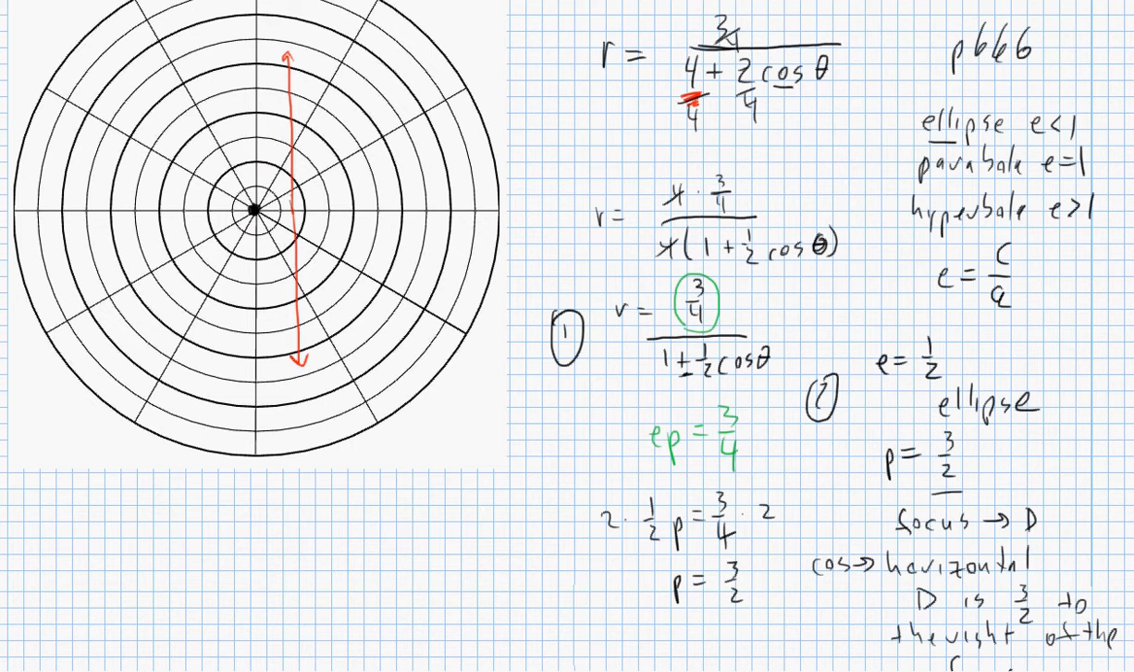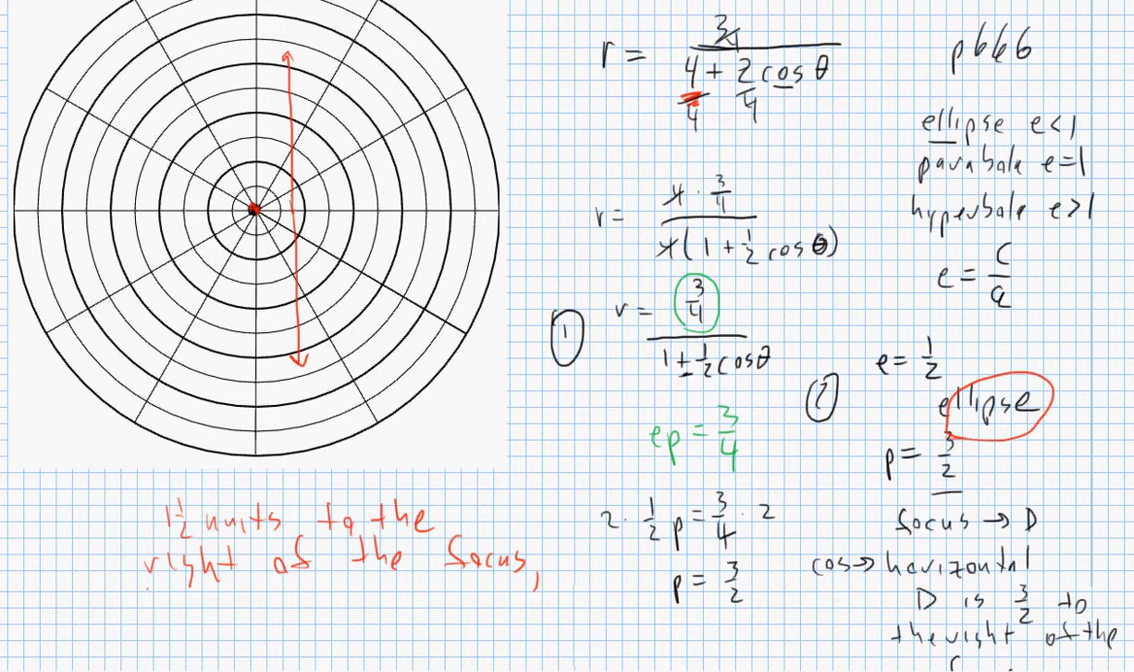So we've identified that the shape is an ellipse, and now how do we describe the position of the directrix? Here's what we're going to say. The position of the directrix is 1.5, or 3/2 units to the right of the focus, which is right there, where the polar origin of the graph is, but it's also one of the two focal points of the ellipse.